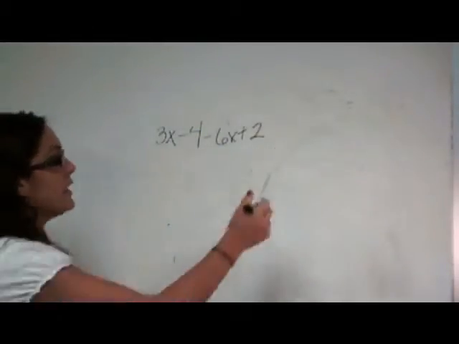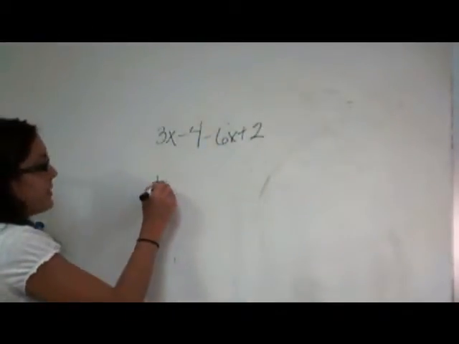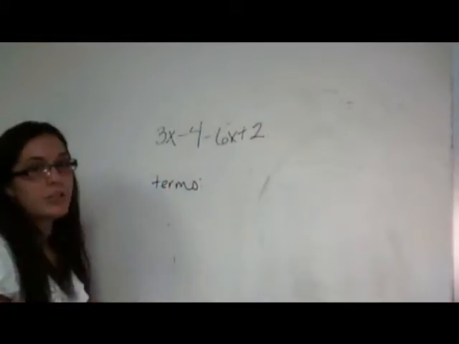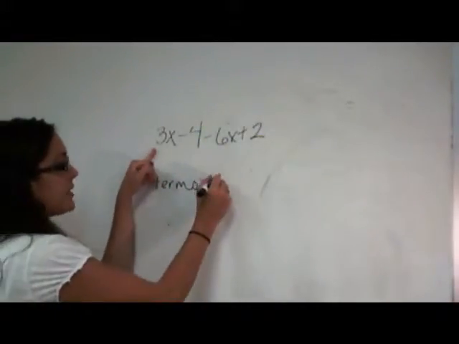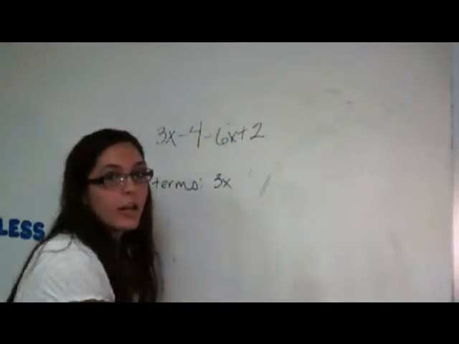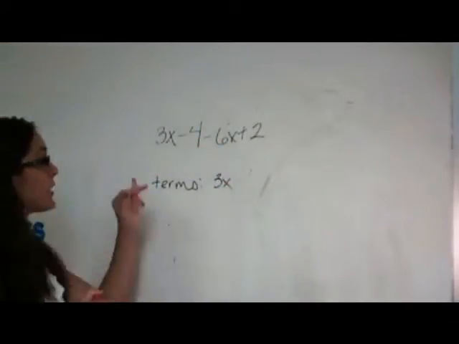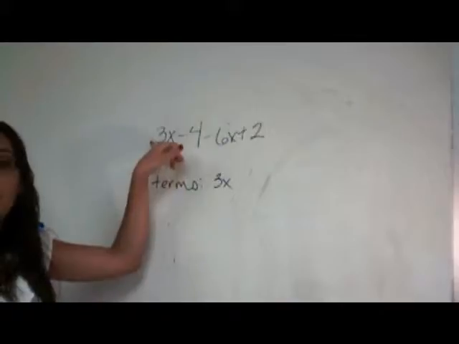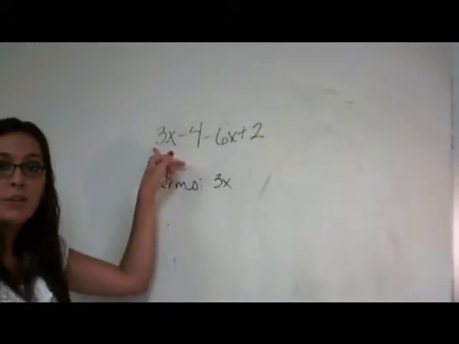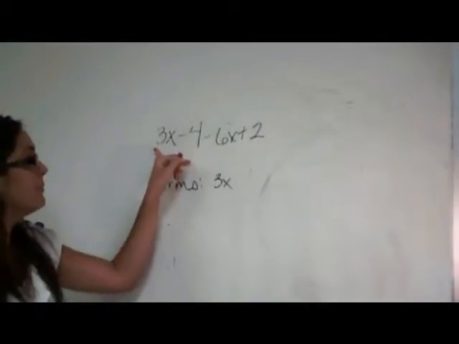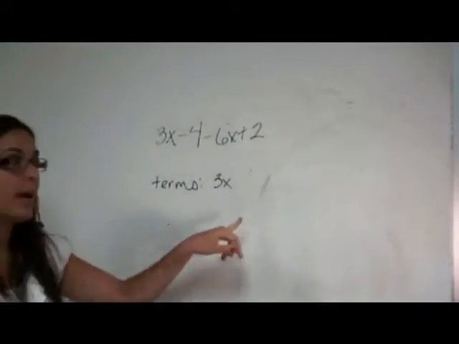And then I have different charts for you to fill in your terms, your like expressions, your coefficients, and your constants. So the first thing we're going to identify are your terms. Remember that your terms are everything that's being added together. So here we have 3x. It's important to look at what goes in front of that sign. There is nothing in front of here. If there was, there'd be probably a negative sign. If there's nothing, it just means positive, so it's just 3x.